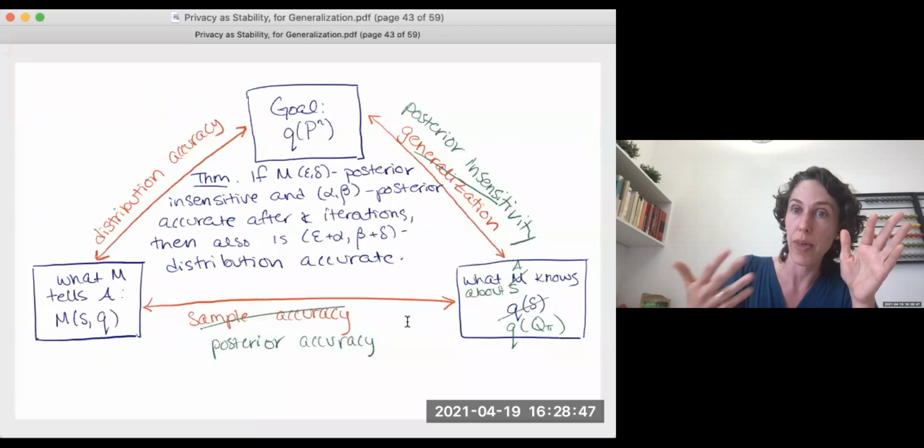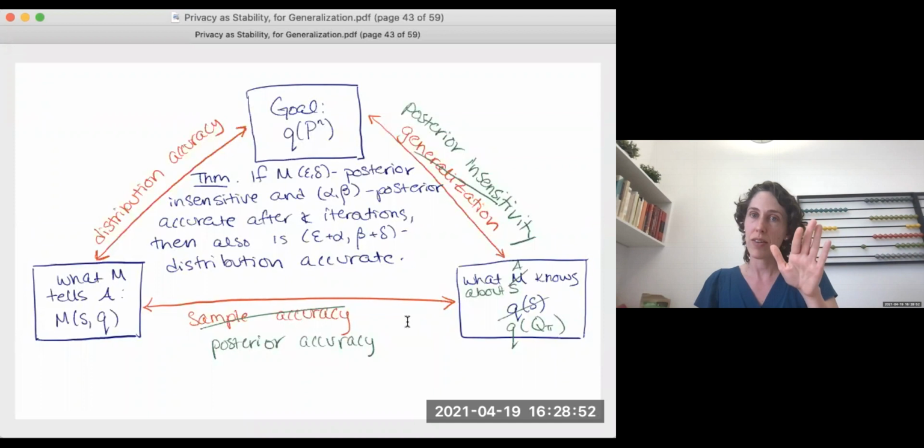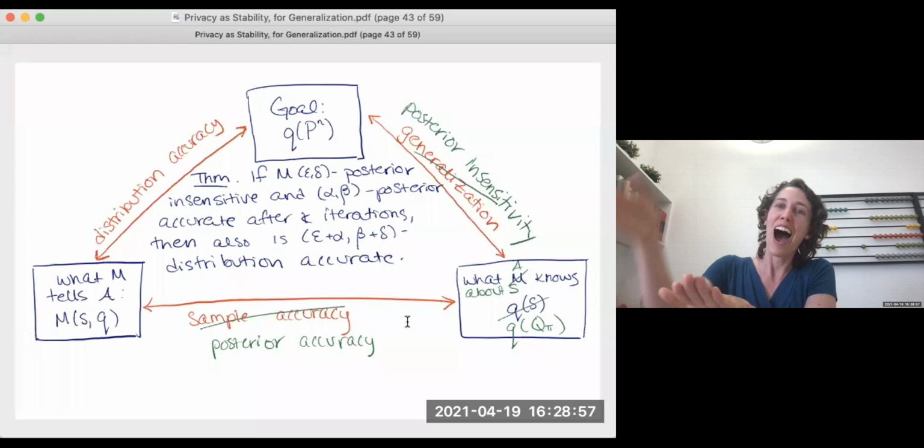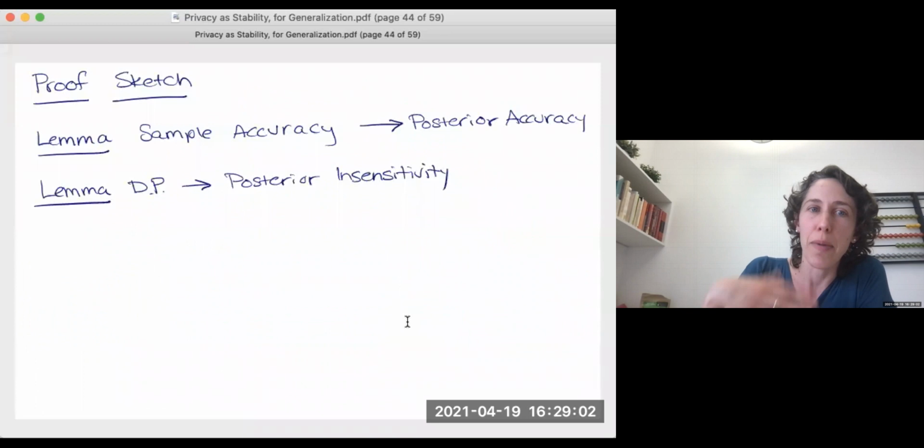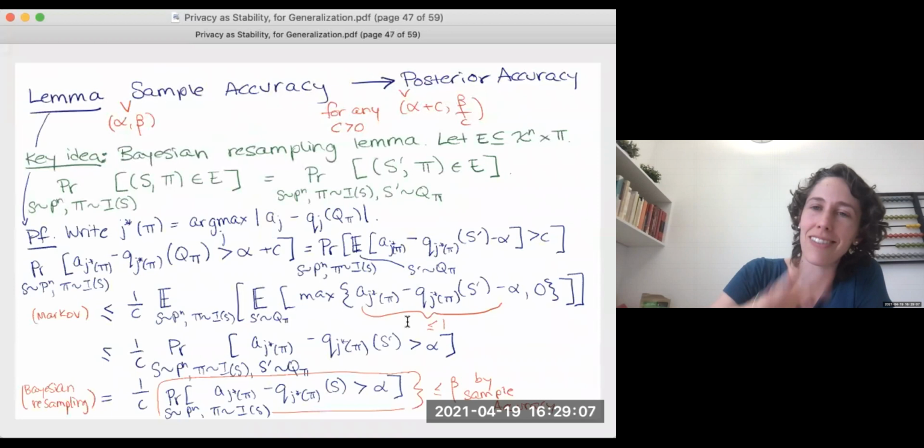But what are the answers on the induced distribution? You can think of that equivalently as the answers on the sample that generated the induced distribution. And so you can sort of immediately draw a connection to sample accuracy. There's an extra twist in there that I'm skipping over for time.